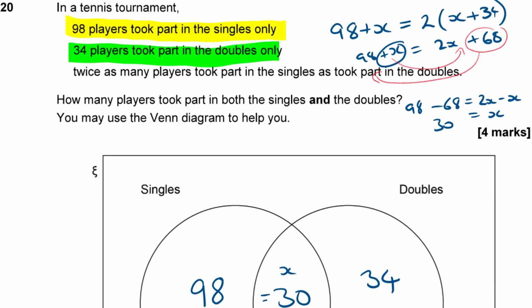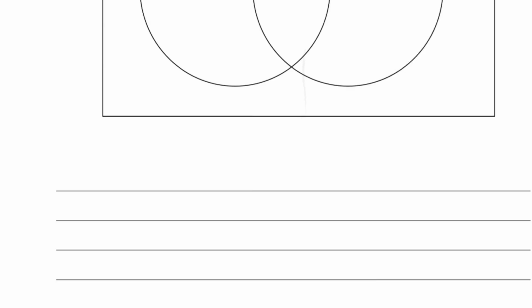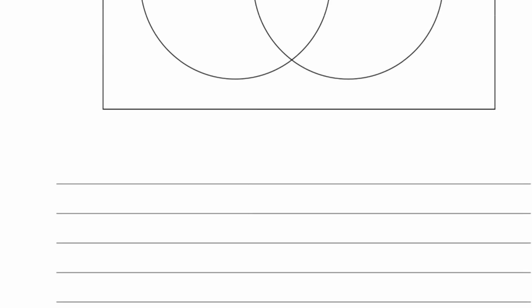Okay, so how many players took part in both the singles and the doubles? It is that lot in the middle we've just found, which is 30. So the answer is 30.